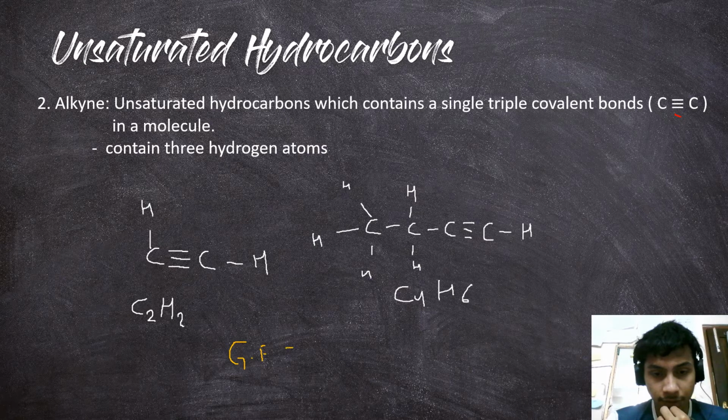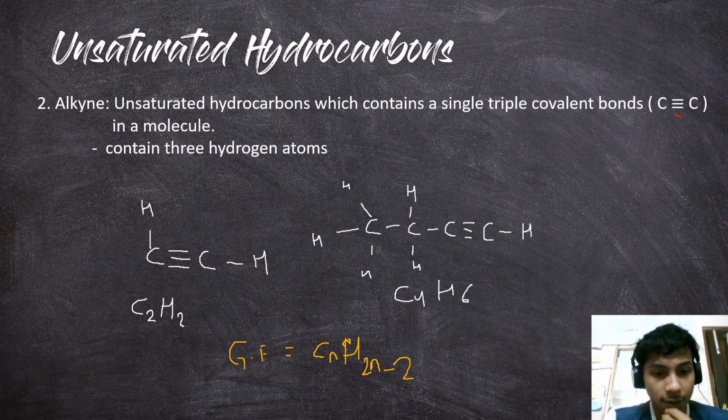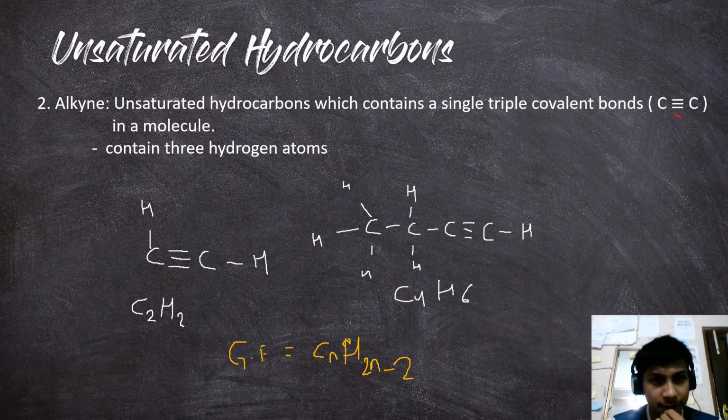So the general formula is CnH2n minus 2. Let's do a practical here. Over here are two carbons, so 2 times 2 is 4, and 4 minus 2 is 2. Exactly. And here are 4 carbons, so 4 times 2 is 8, 8 minus 2 is 6. Like this we need to count.